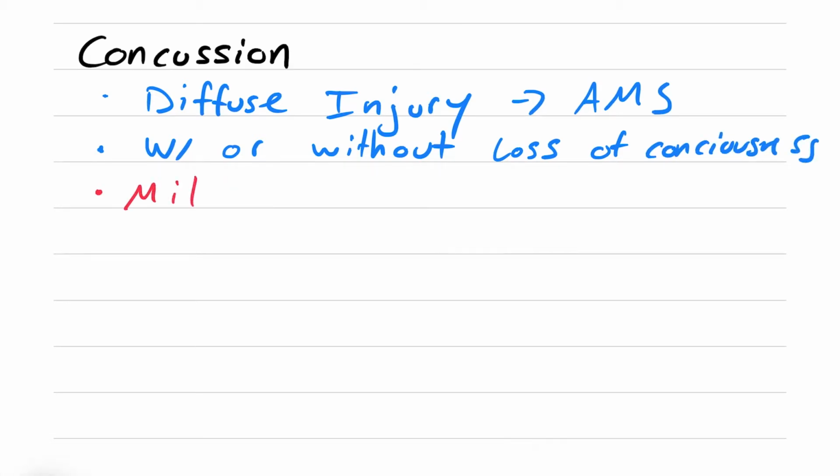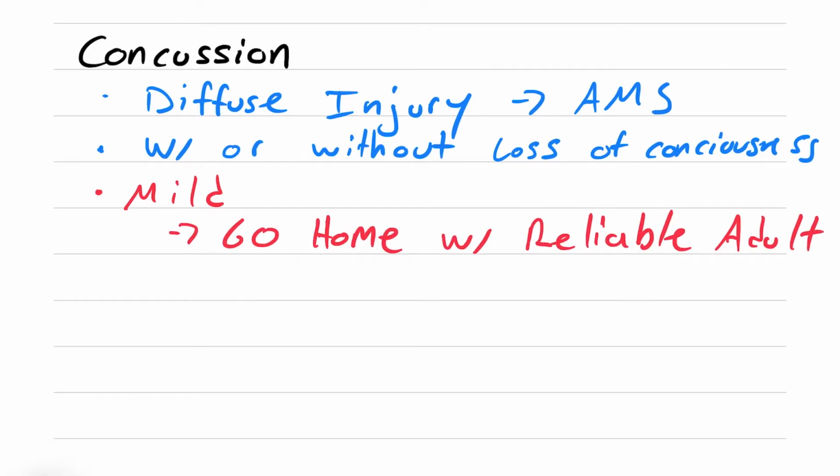This type of brain injury is very mild, and the patient usually goes home with a reliable adult. You also want to teach them to wake them up every 2 hours and assess for any symptoms of increased intracranial pressure, like a headache that's not relieved with pain medicines, or increased nausea, vomiting, or decreased level of consciousness, such as restlessness, confusion, and lethargy.